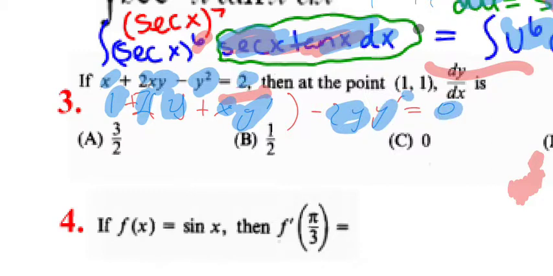From here, we continue. Everything that has a y prime needs to be left by itself, and everything that doesn't have a y prime needs to be on the other side. So let's do that right now.